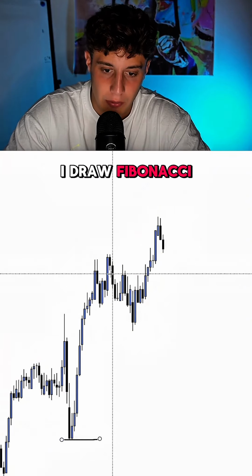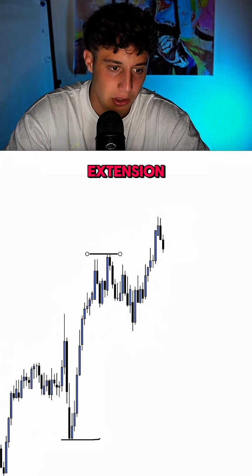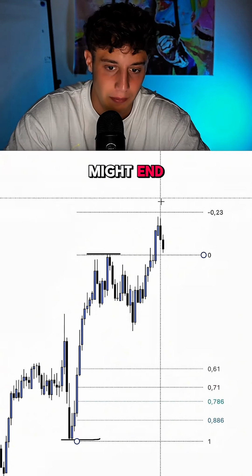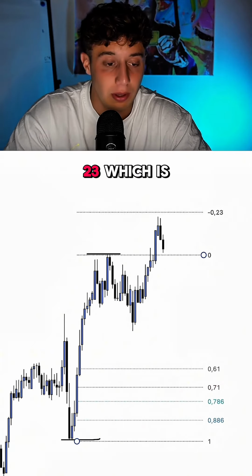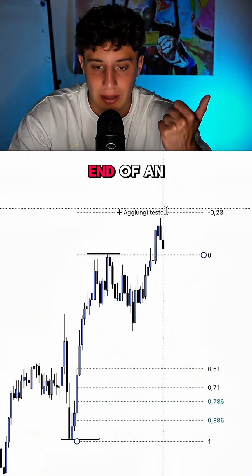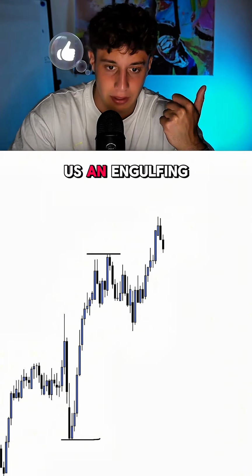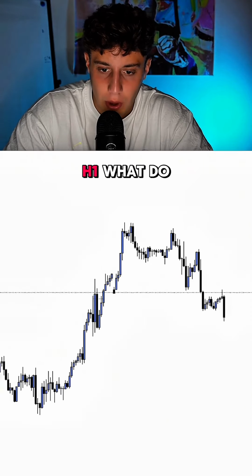I draw Fibonacci from the low to the high of the previous extension, not to figure out where I could have bought, but to understand where this extension might end. We can see that it basically reached the -23, which is one of my favorite levels for the end of an extension. And in fact, the market is starting to react there. Here it gave us an engulfing pattern, so if I switch to H1, what do I see?